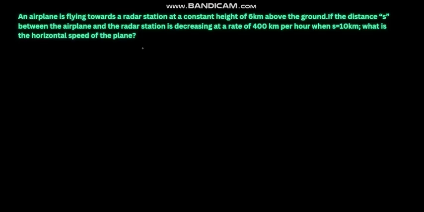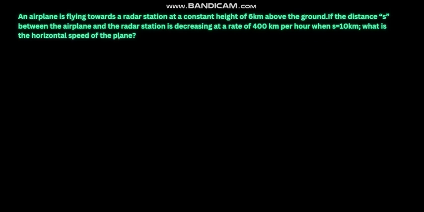Okay, so we're doing related rates. An airplane is flying towards a radar station at a constant height of 6 kilometers above the ground. If the distance s between the airplane and the radar station is decreasing at a rate of 400 kilometers... we're going to look at it like this. Towards a radar station at a constant height 6 kilometers above the ground. So that's going to remain constant.